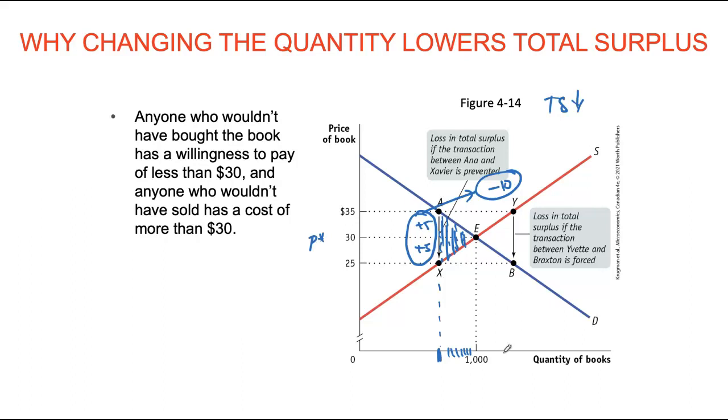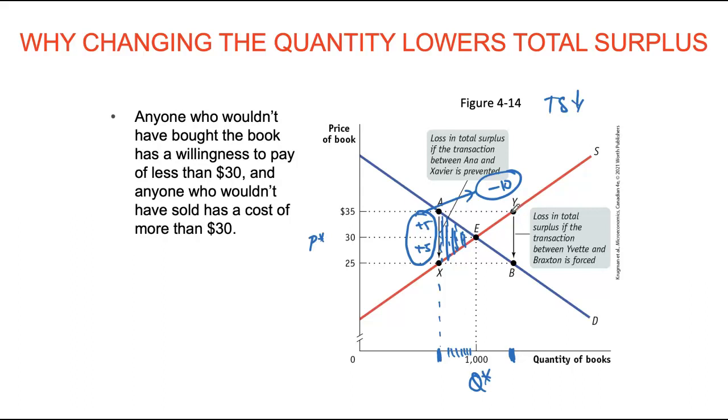Likewise, if we force sales above the market outcome, so the market outcome is 1,000 textbooks exchanged, now you're forcing more people to participate in this market. Let's say we force Yvette and Braxton to participate in this market. Why was Yvette not participating in this market?